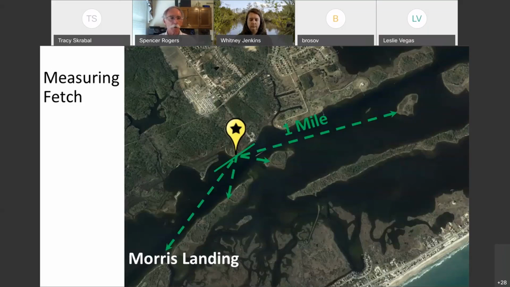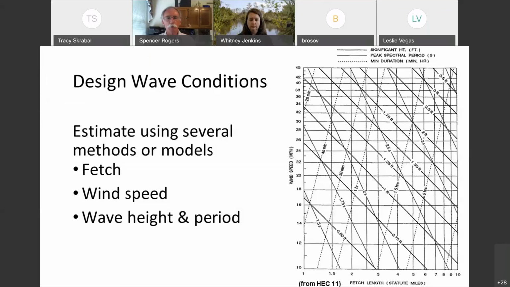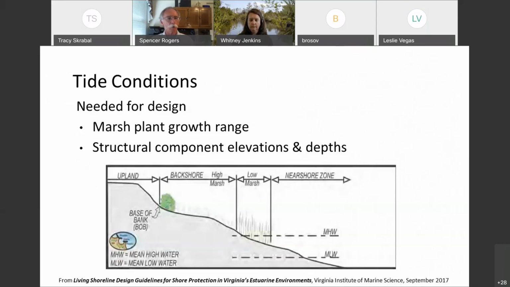Now, in most cases, we're going to use fetch instead of actual wave design conditions, but those can be calculated from resources like this one by the Federal Highway Administration, known as HEC-11. But if you put in a fetch and a wind speed, you end up getting a wave height and period should you need that for design purposes.